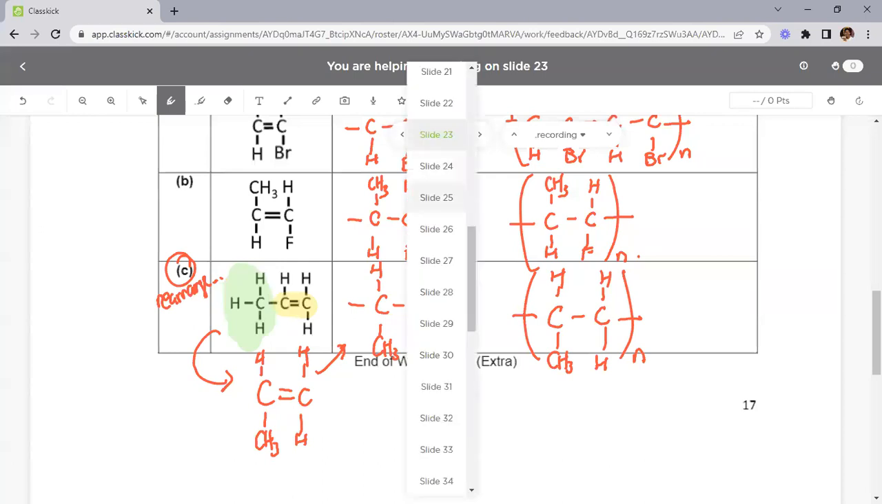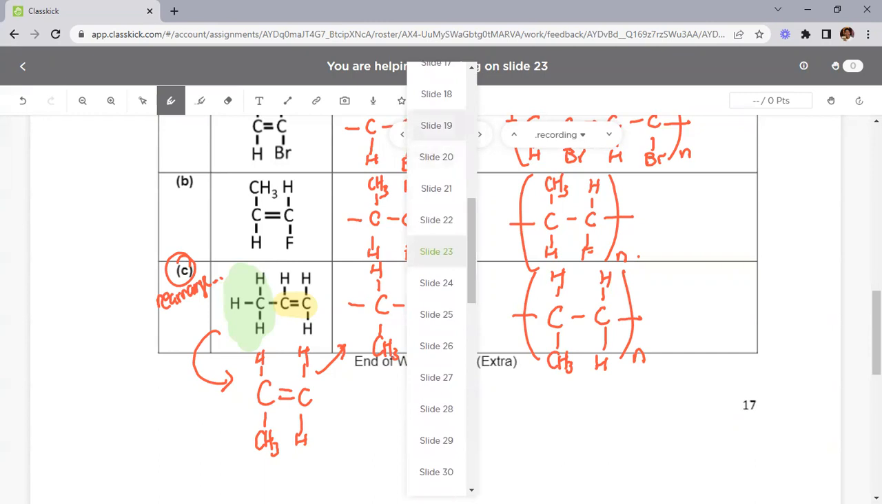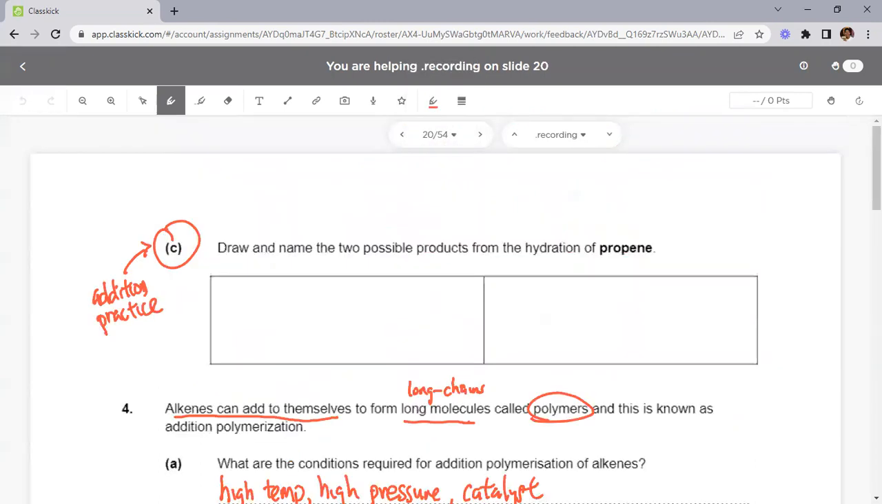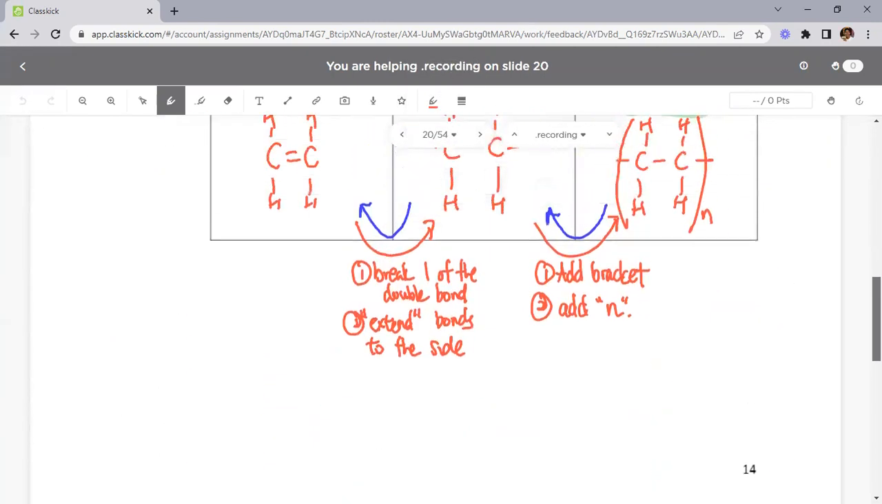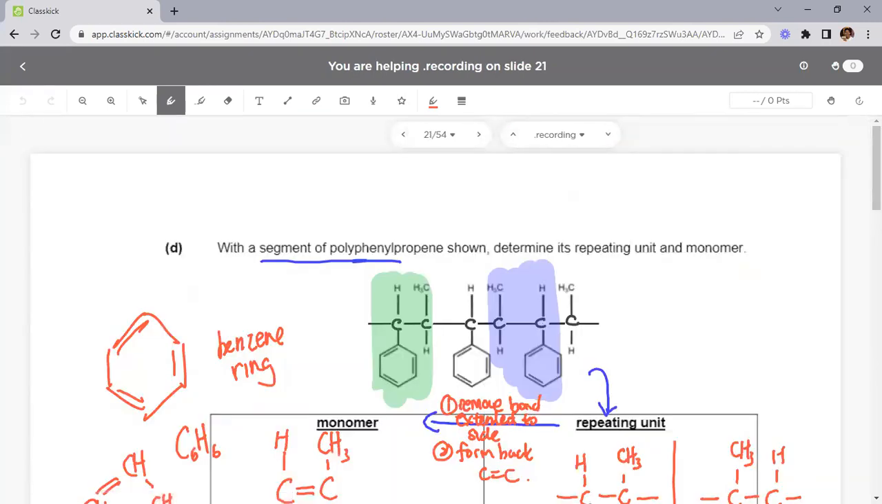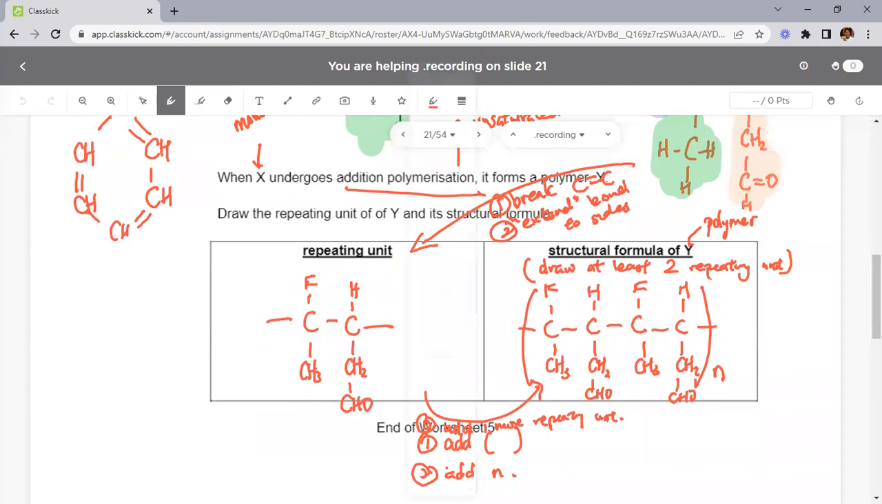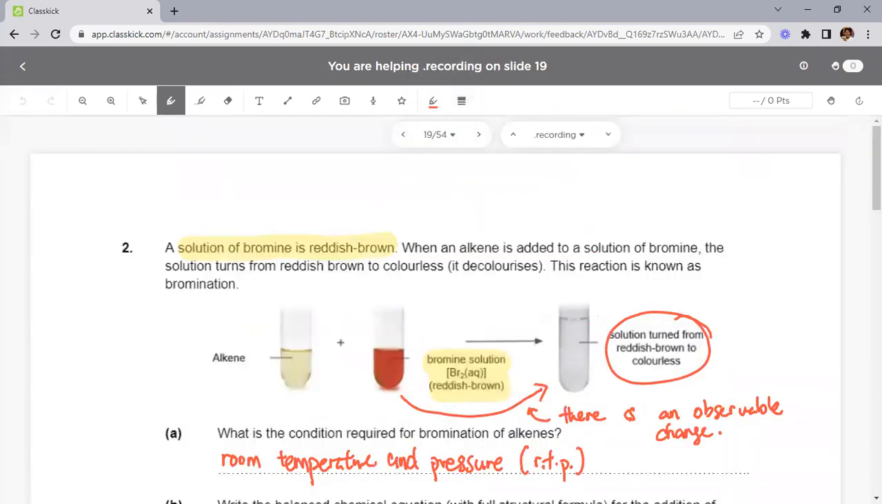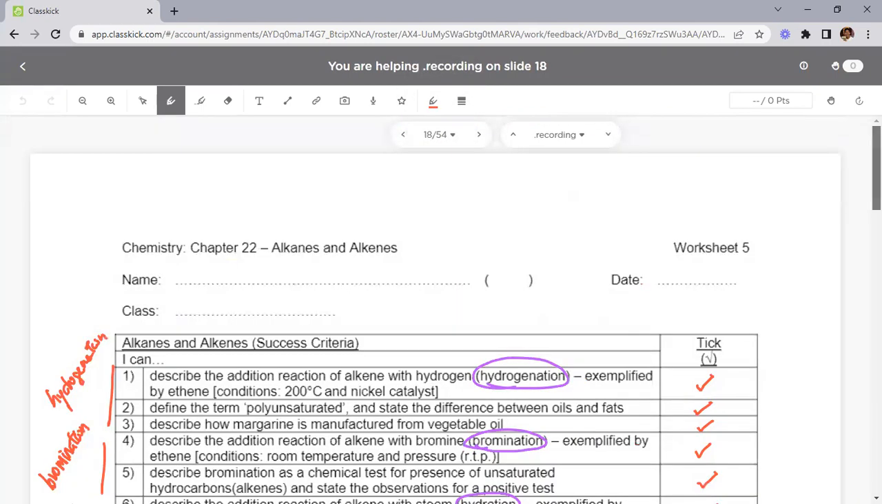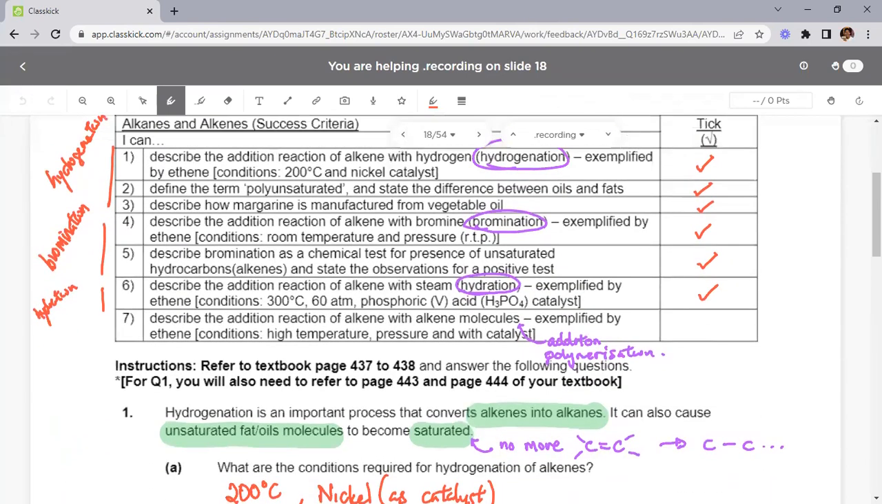So we're actually done with worksheet 3, 4, and 5. Let's just double check. Let's go back to slide 20, I think. Slide 20, we actually covered all the way here. 21, all the way to the bottom. So we ended worksheet 5 already. Let's go back to slide 18. So we have actually done the last part. The last part of this whole worksheet 5 is actually number 7, which is on addition polymerization.